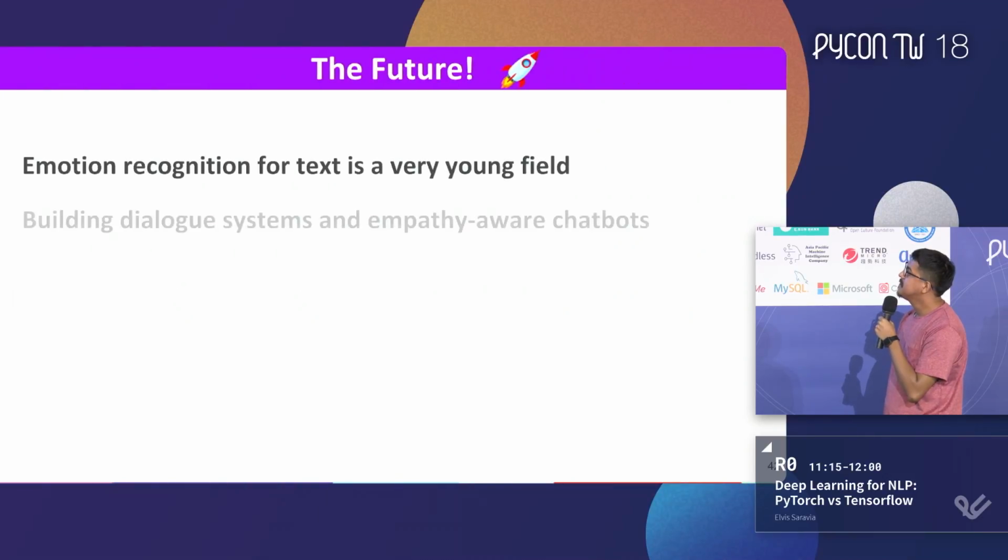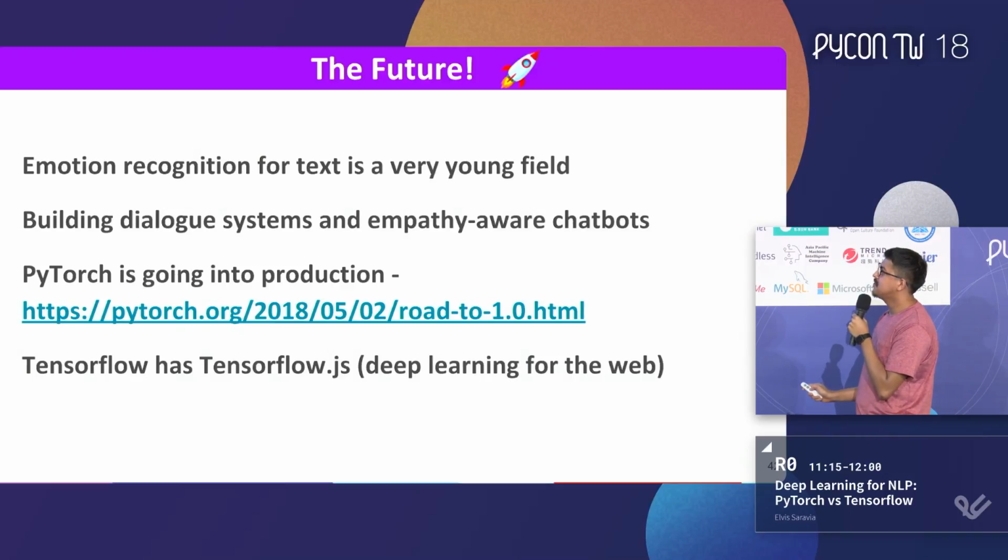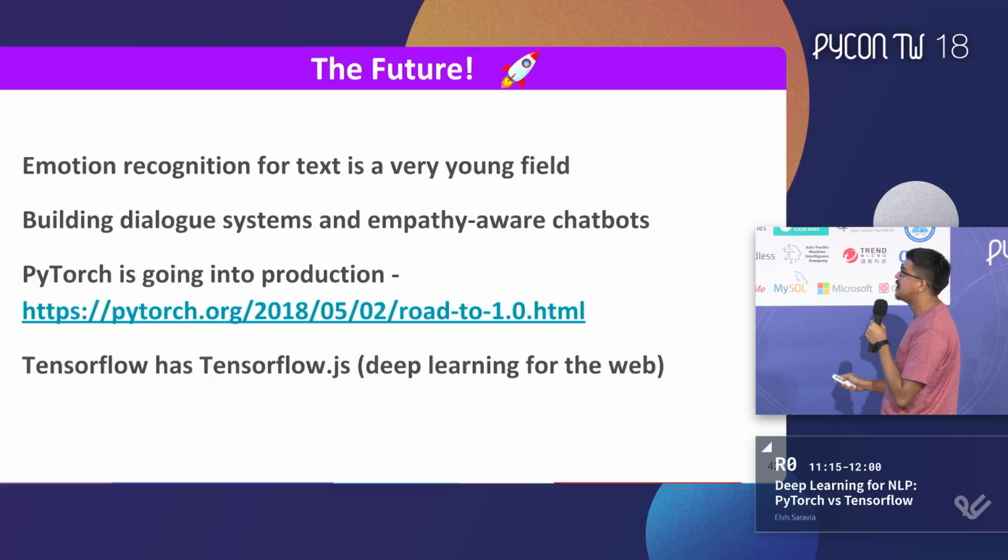The future: emotion recognition in general is a very young field. So if you're interested in that, come and talk to me. If you're really interested, you can look at those papers as well. It's very useful for building dialogue systems and empathy-aware chatbots. So in the future, when we're building these kinds of machines and artificial intelligence, even though they know a lot about our world, it's important that they also know how we feel about different things and how we communicate, right?